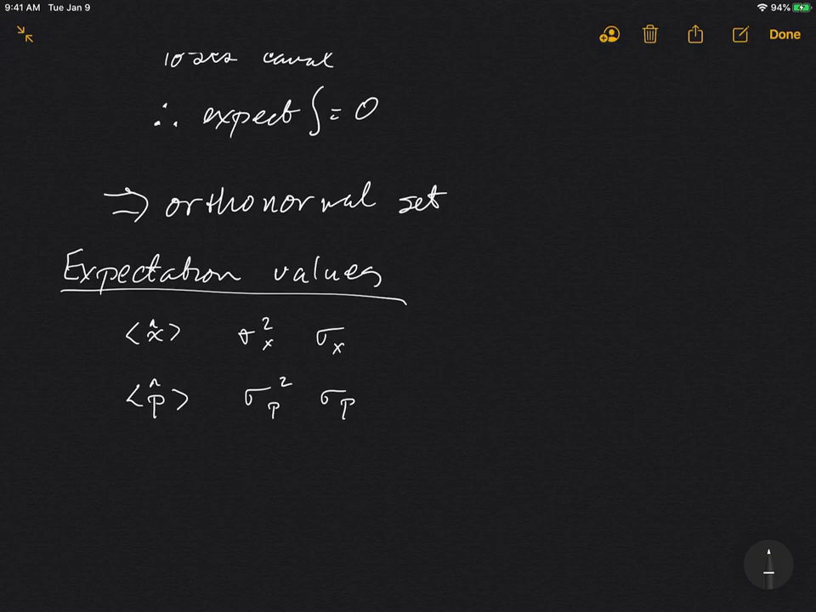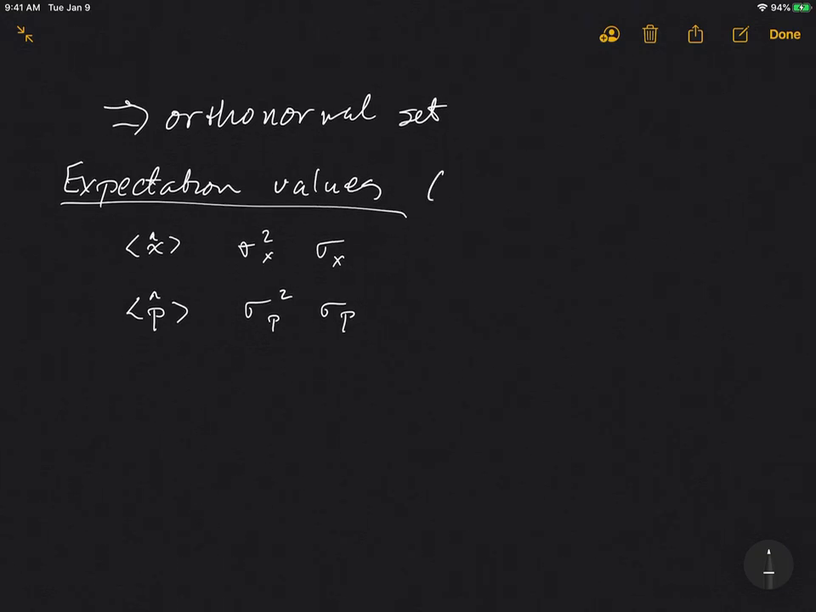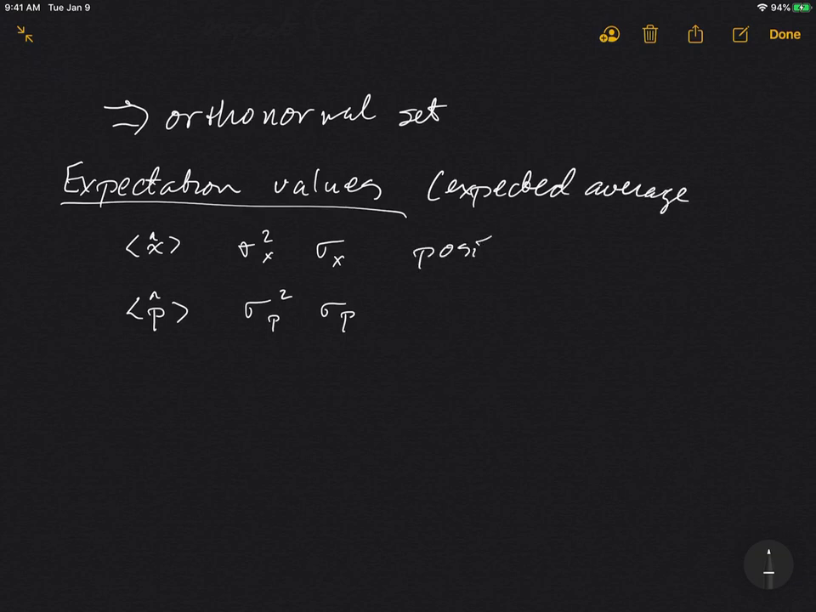Okay, so let's look at these expectation values or expected average values for position and momentum. And you may recall momentum is related to velocity, right? So we're talking about motion.